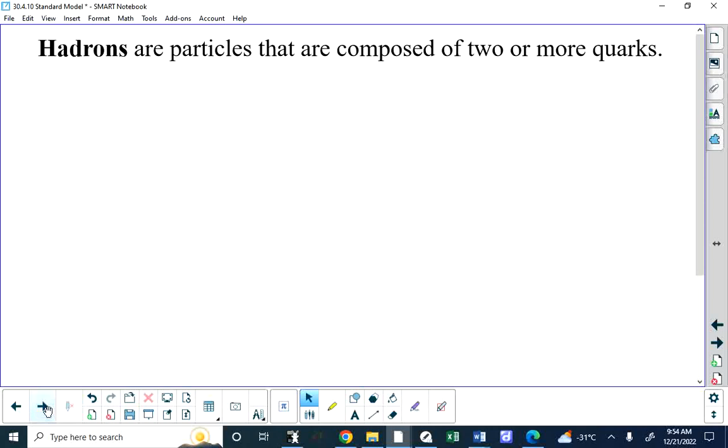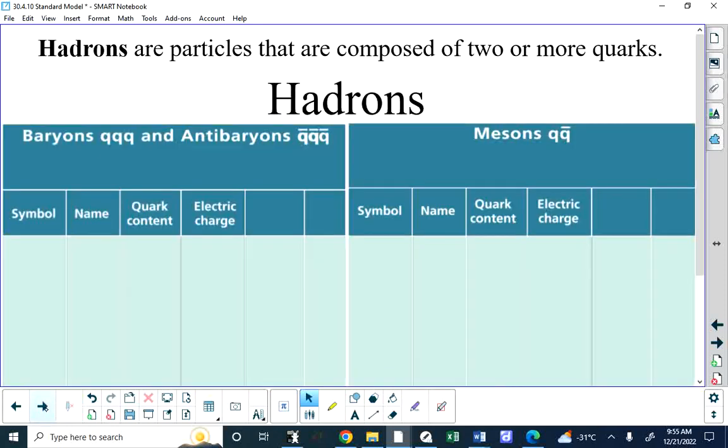All right, hadrons. So here's another word. It's bold. You need to know what a hadron is. A hadron is what happens when quarks get together to form other particles. And hadrons, as far as we know, are always composed of either 3 quarks or 2 quarks.